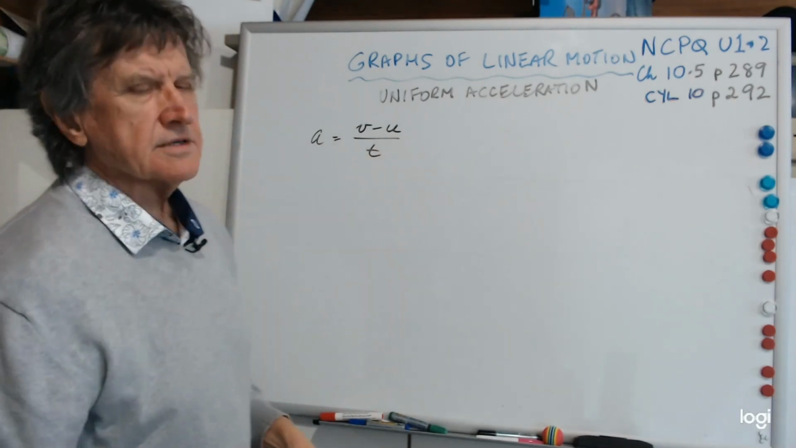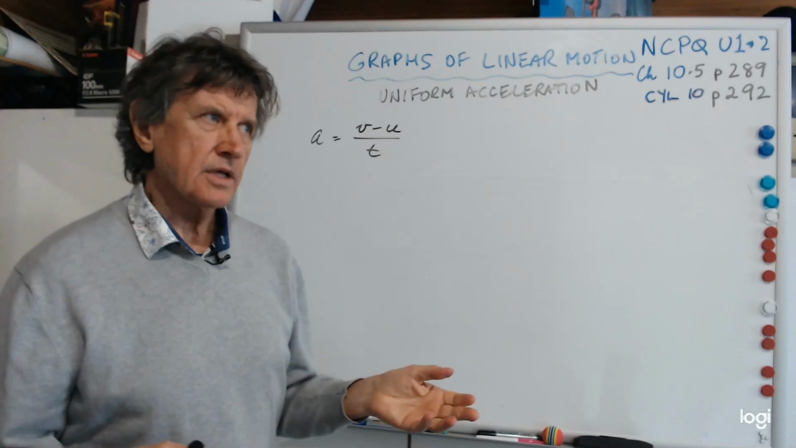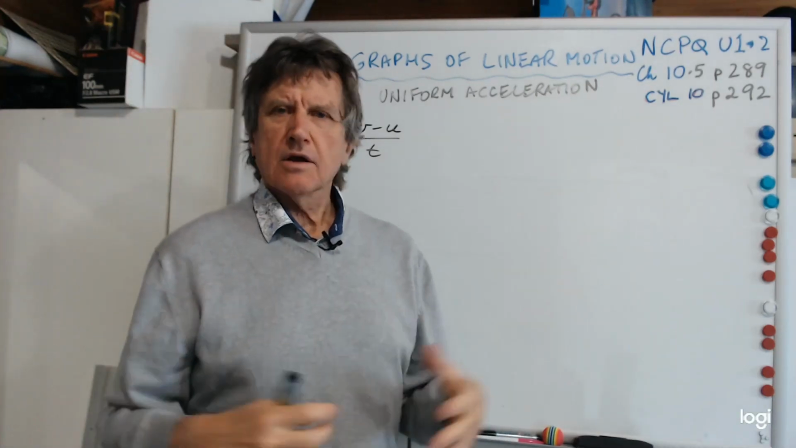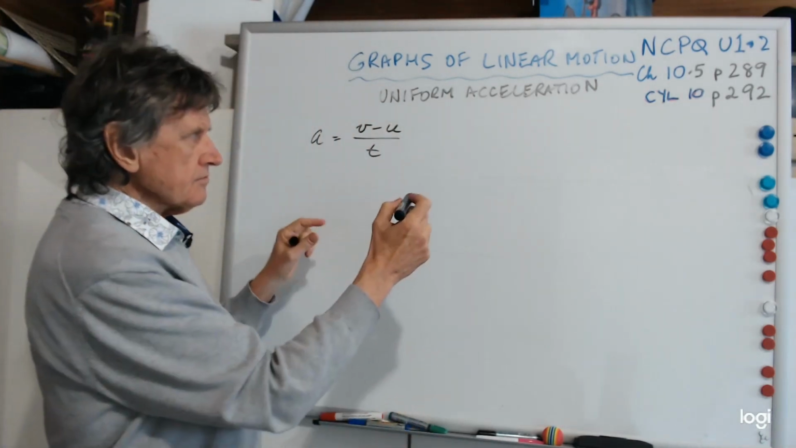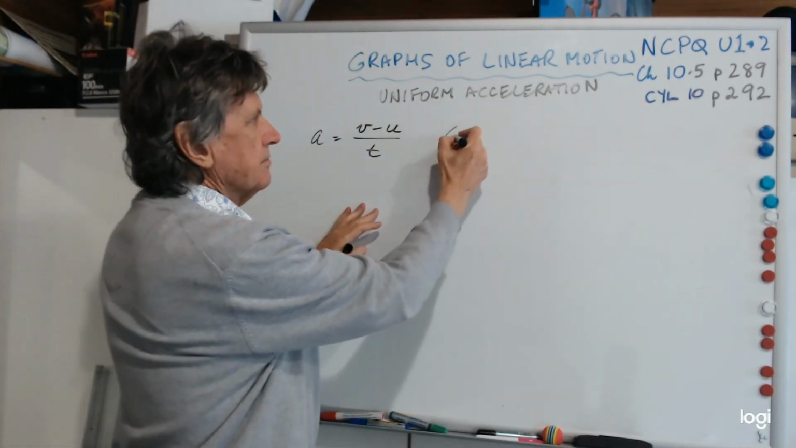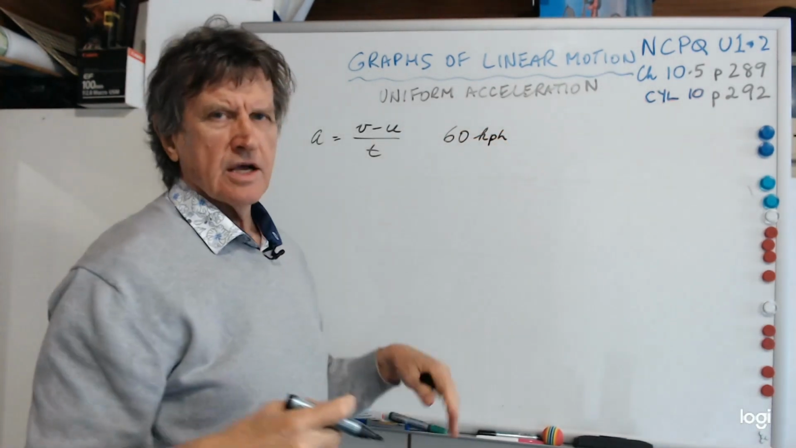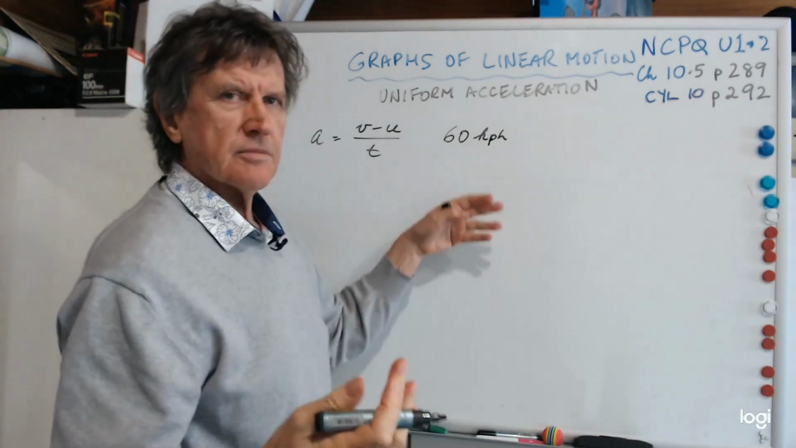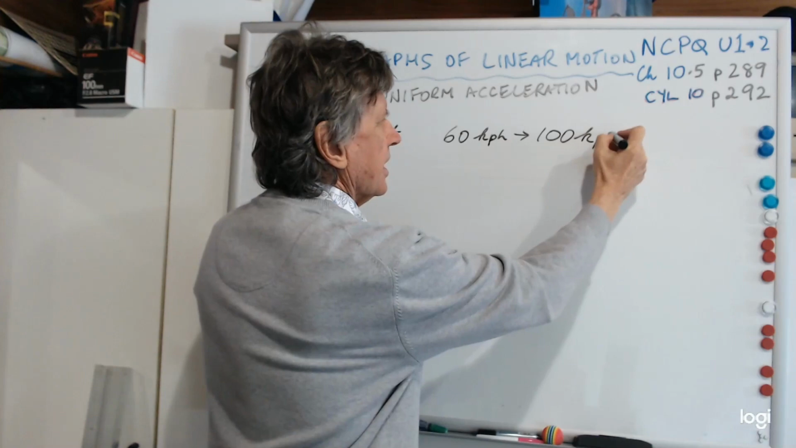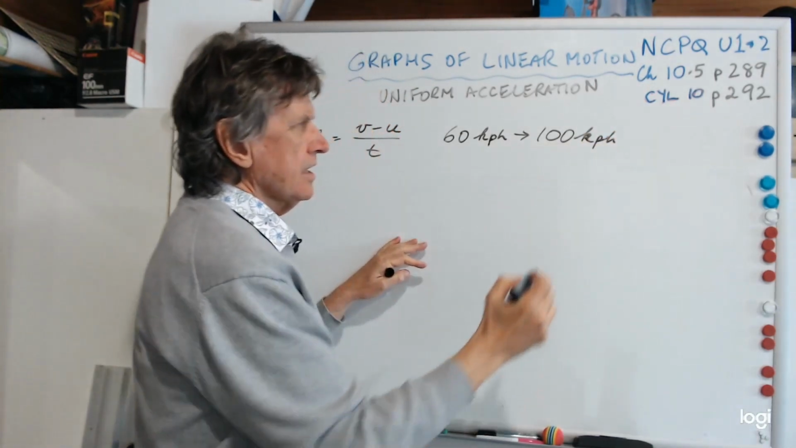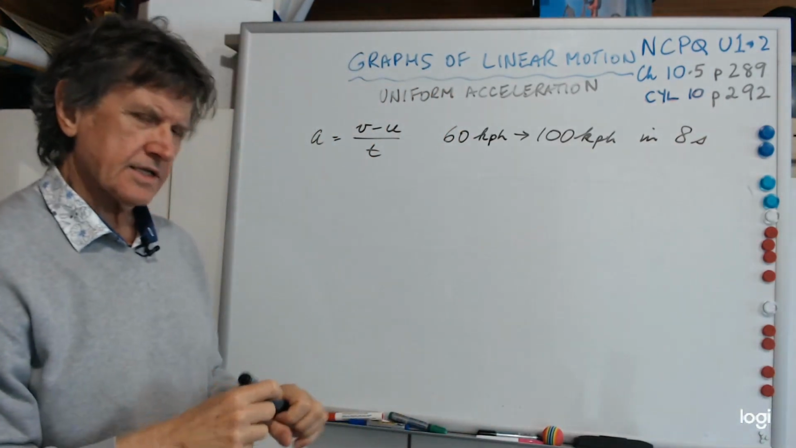Now, let's imagine we're talking about something that's accelerating. A good example might be a big car like a Holden Commodore or a Falcon. Let's imagine it can go from 60 kilometres per hour. Look, I'll just call it kph. That's not an SI unit, it's just an abbreviation. Let's say it goes from 60 to 100 kilometres per hour in about 8 seconds. Now that's flat out.